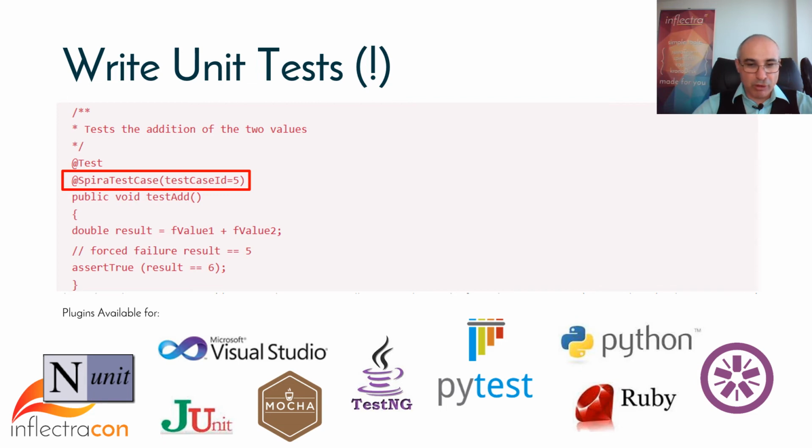So for Python, we've got both PyTest and PyUnit. For JavaScript, we have Mocha, Jasmine, Unit.js, and Jest. For Java, we have TestNG and JUnit. For .NET, we have NUnit and Visual Studio MSTest. So again, pick your favorite, whichever ones you like. If there's one you don't see, let us know. We can always add it to our list.